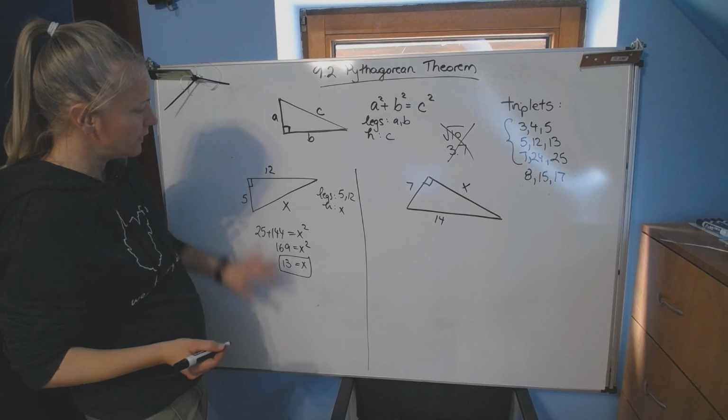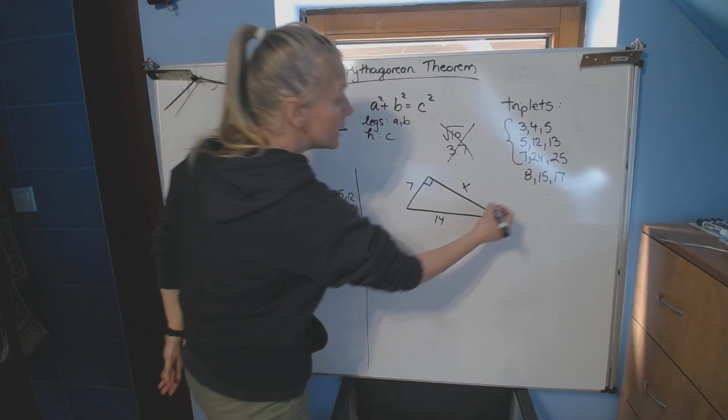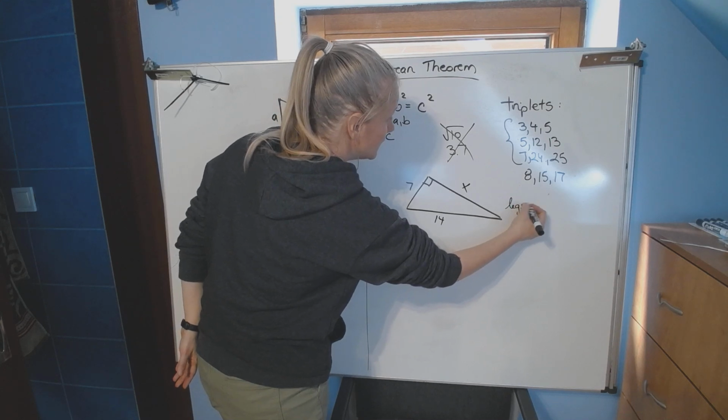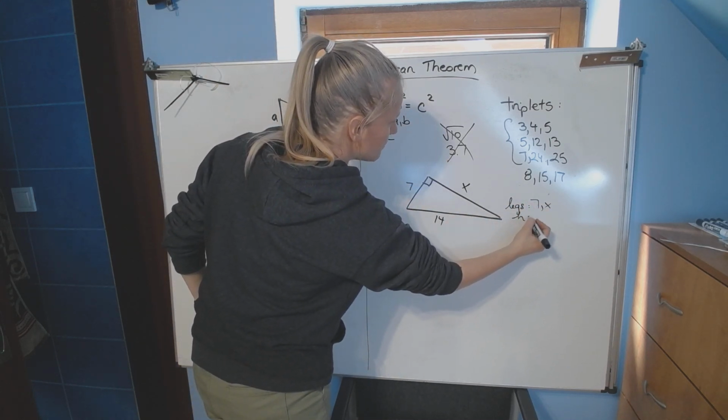It's 5, 12, and 13. Let's see if we have a triplet here. Again, this is a right triangle. If you get confused, do this really fast. My legs form the right triangle. It's 7 and x, which leaves the hypotenuse 14.